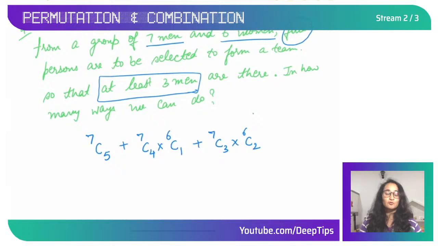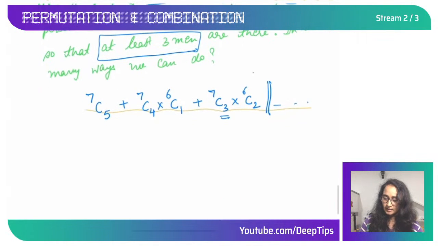No, I cannot do that, because then my condition does not hold true. My condition is that at least 3 men should be there. So here it ends, because here I am choosing 3 men from 7, so I cannot continue it further. I just need to stop here. Okay, so now we can do the calculation.